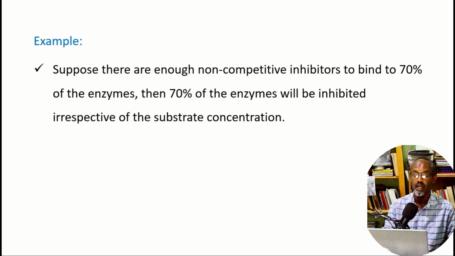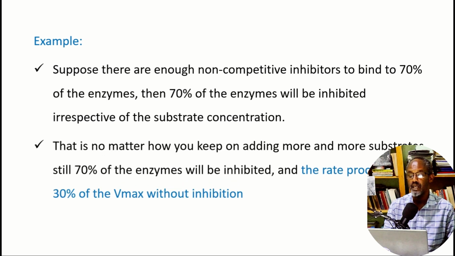For example, suppose there are enough non-competitive inhibitors to bind to 70% of the enzymes. Then 70% of the enzymes will be inhibited, irrespective of the substrate concentration. No matter how much you increase the substrate, still 70% of the enzymes will be inhibited, and the rate proceeds at 30% of the Vmax without inhibition.